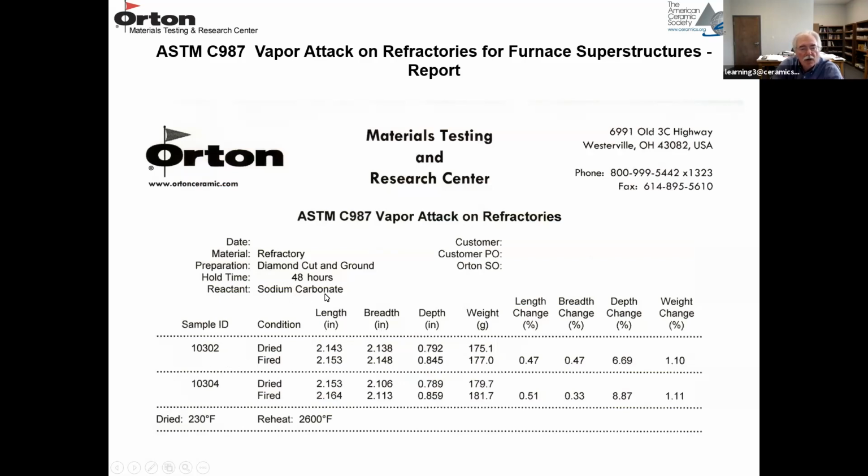So a report might look something like this. The reactant here was a sodium carbonate, which is a typical component in a glass batch, held for 48 hours at 2600 degrees F. So there's two samples here, the dried and fired and after test condition. The dimensions of the samples were measured, the weights were measured. So they gained a little bit. They're a little bit longer, 0.47 in the length, 0.47 in the breadth. The change is about 6%, and the weight gain is about 1%.